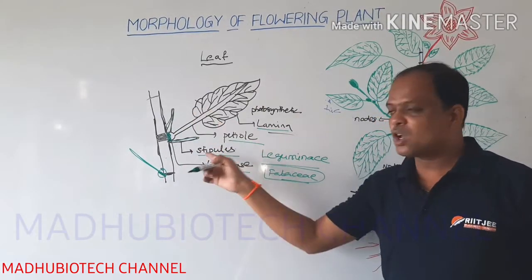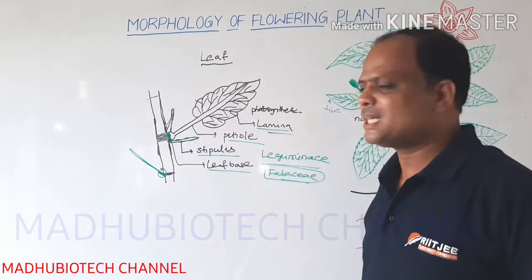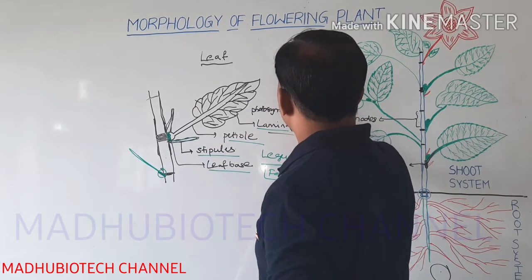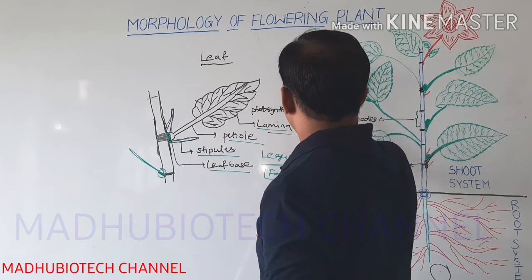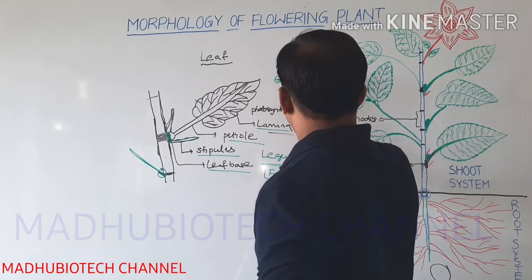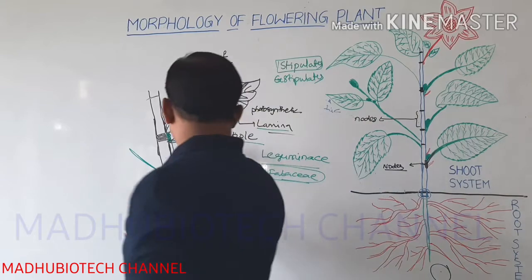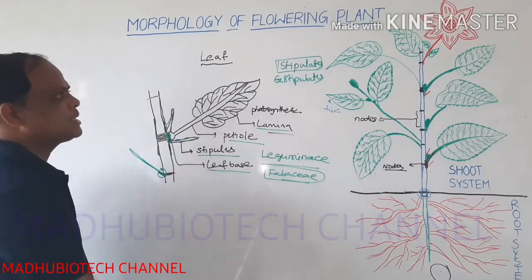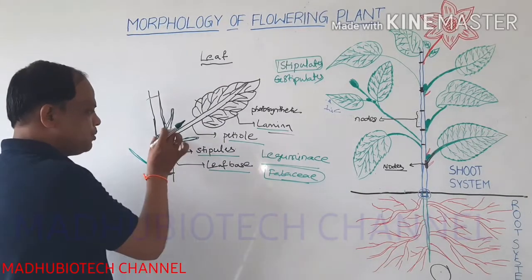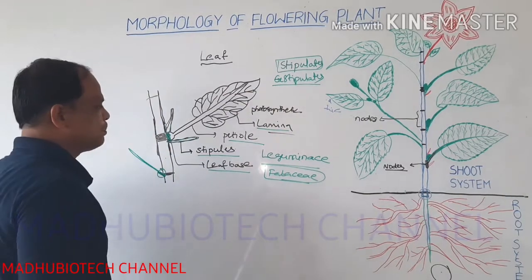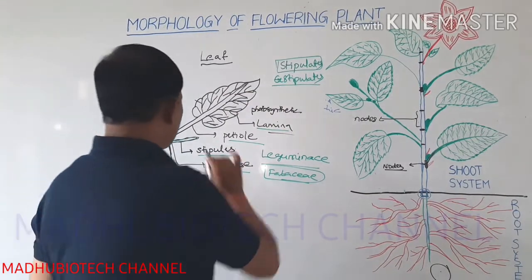When the stipules are absent on the leaf, that is ex-stipulate. Stipulate and ex-stipulate. Which leaf bears the stipules? That is stipulate. Which leaf is absent of stipules? That is ex-stipulate.